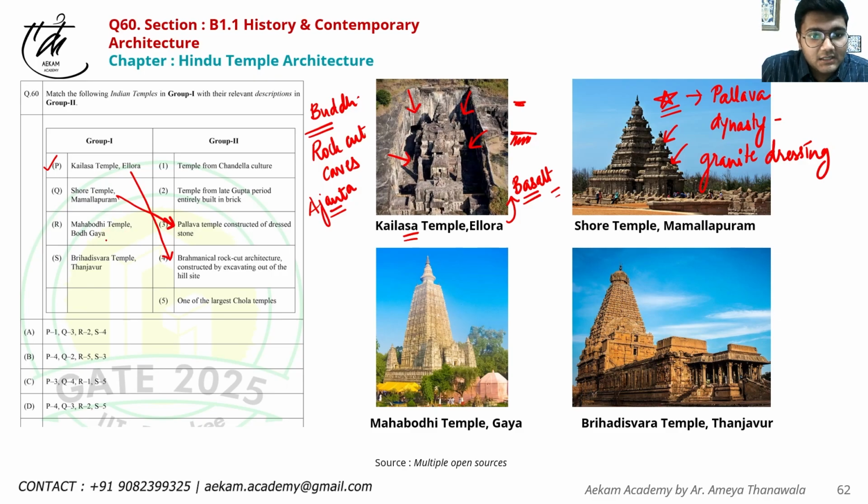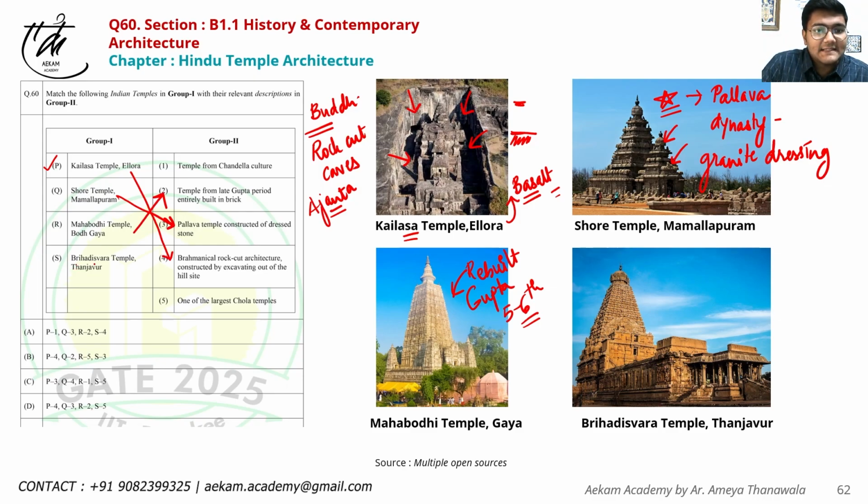Mahabodhi temple, Bodh Gaya. So Mahabodhi Bodh Gaya temple was actually rebuilt by Guptas in 5th or 6th century. So the correct option would be temple from late Gupta period. Yes. And it is a very famous structure, which is one of the earliest structures which is built in brick.